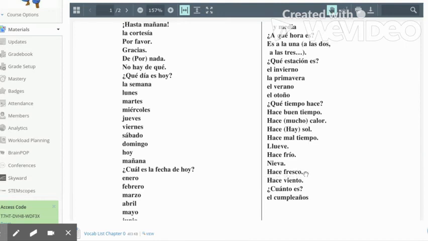I would say it is chilly. It's like a fall morning, a spring day, when the weather is like in between hot and cold. You guys know what I'm talking about. Hace viento, it is windy.